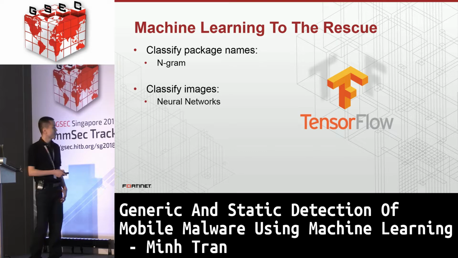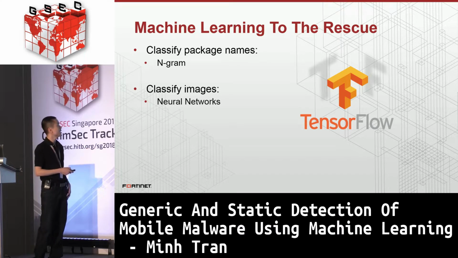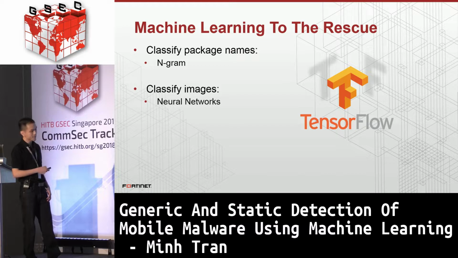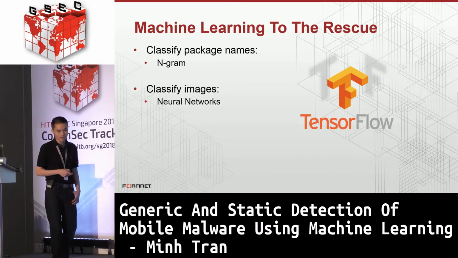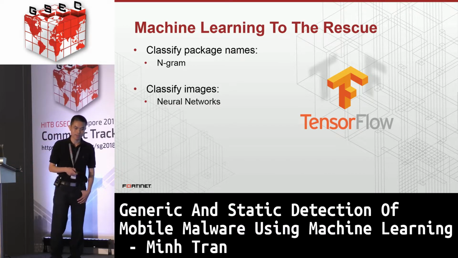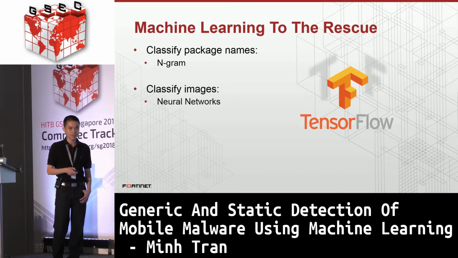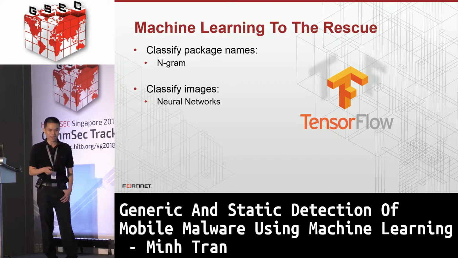And so let me put it all together here. With machine learning, we can do two things here: to classify package names, we use the n-gram model, and to classify images, we use a neural network. And for that, we use the open source framework from Google called TensorFlow. I performed this work at the end of last year.